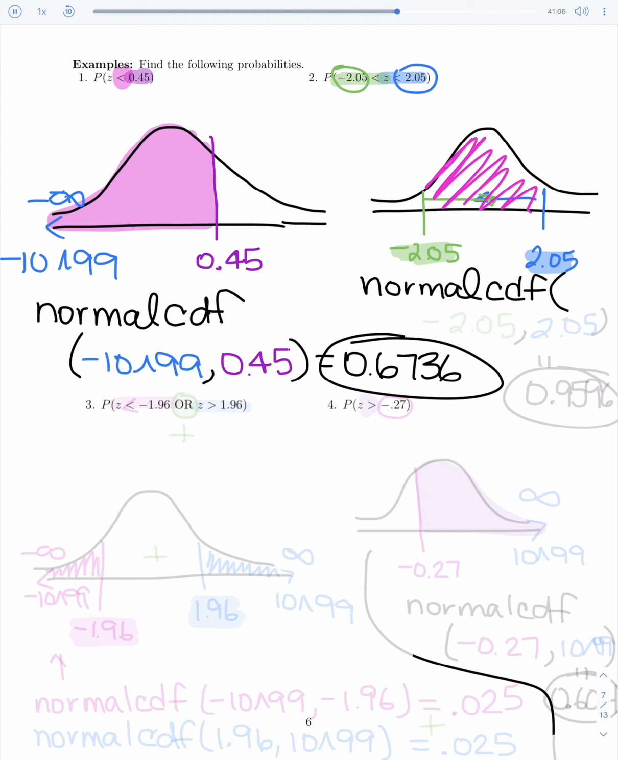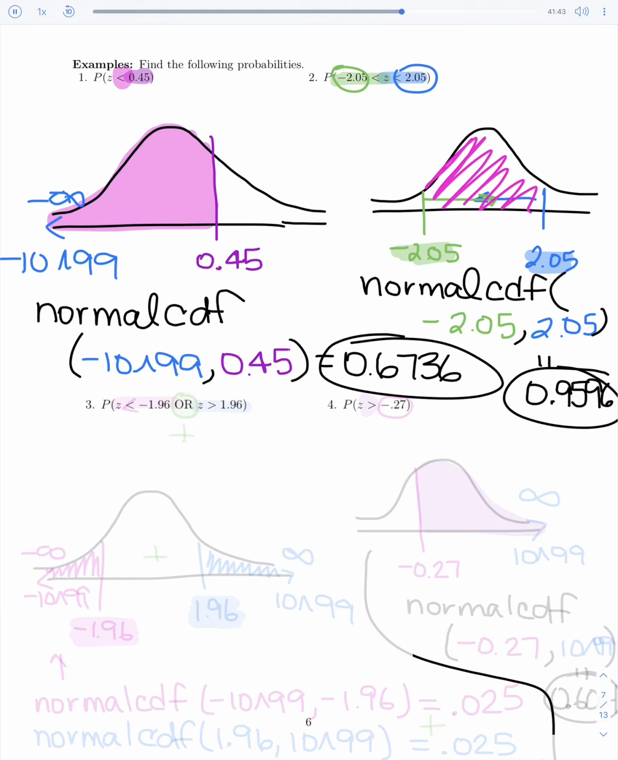But this time we'll have our negative 2.05 as our starting value, comma, our positive 2.05 as our ending value, and then we'll go ahead and stop there, and then we can use our calculator to figure out what that value is going to be. And what our calculator gives us is 0.9596. And that's our final answer for our probability or area between a z-value of negative 2.05 and positive 2.05.